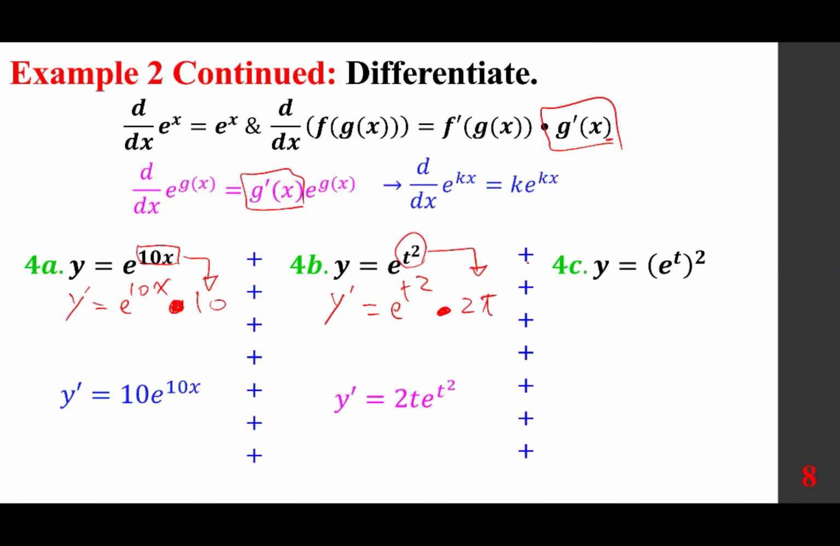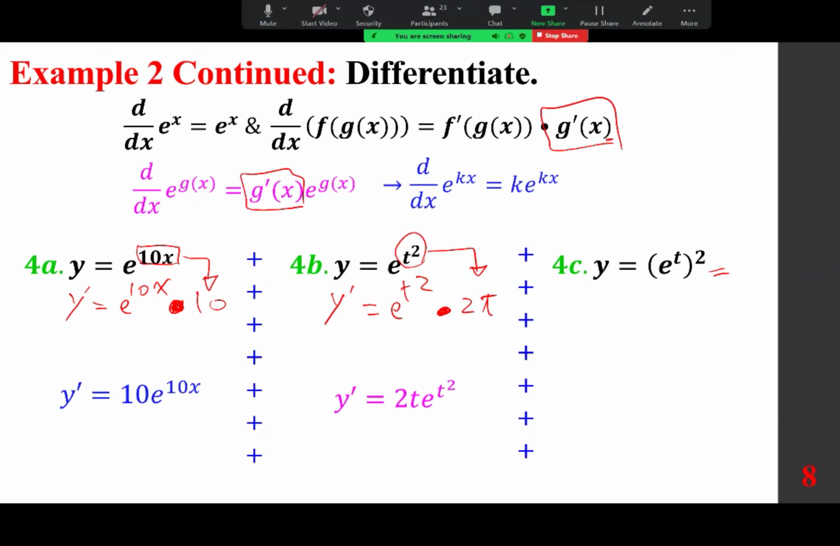Now, you can differentiate it the way it is. However, I hope everybody recognizes this as e to the power of t times 2, or simply 2t. So y prime is itself times the derivative of 2t, and we rewrite it, we're done.